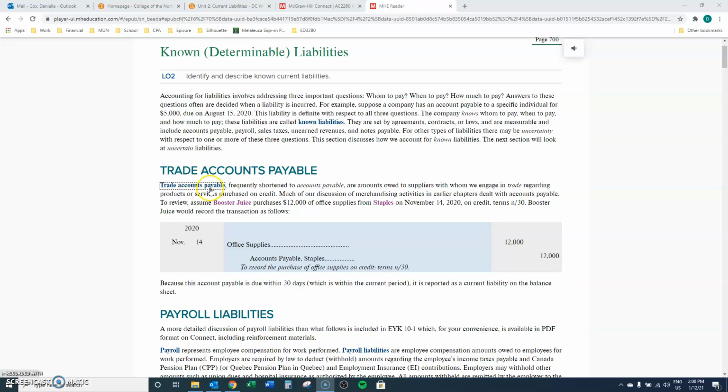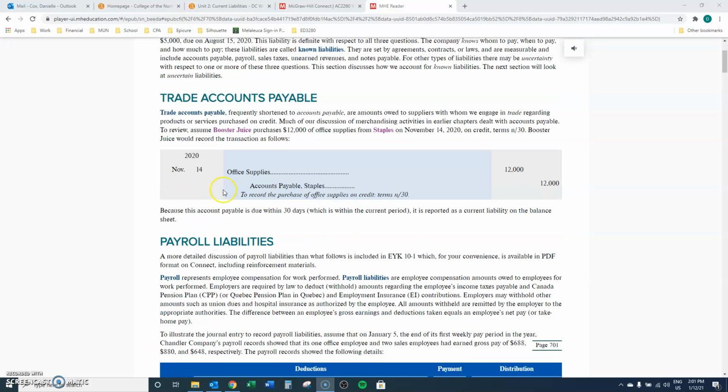So there's trade accounts payable, and that's generally what we refer to just as accounts payable, and that's the amount owed to suppliers that you're in business with for stock items and products and services that you purchase on credit. And here, an example of an entry would be to debit whatever supplies, so office supplies, and you credit your accounts payable for the specific supplier.